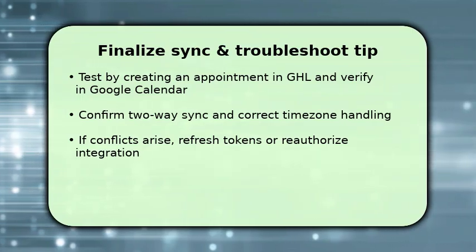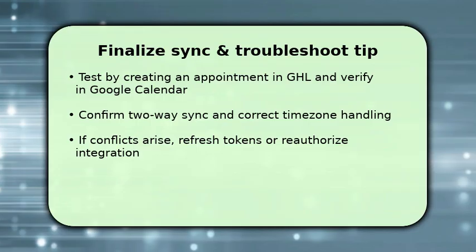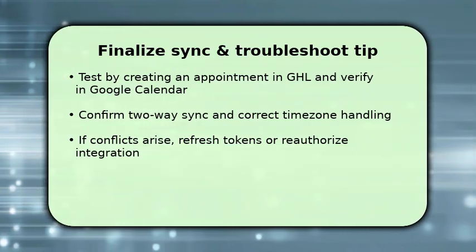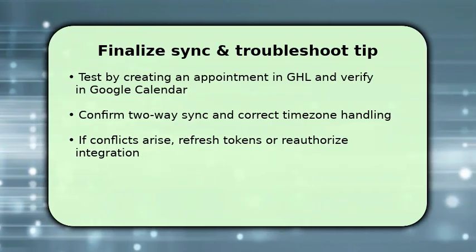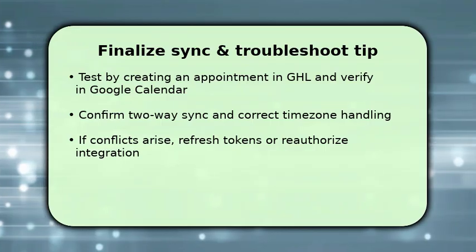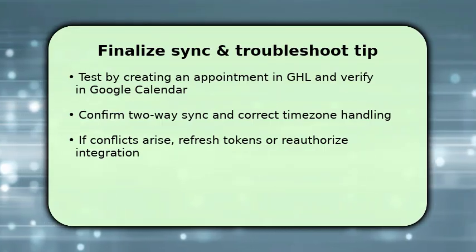If events don't appear or conflicts persist, reauthorize the integration to refresh OAuth tokens, check user-level calendar mappings, and clear browser cache before retrying. This quick token refresh resolves most permission and sync hiccups without deeper intervention.